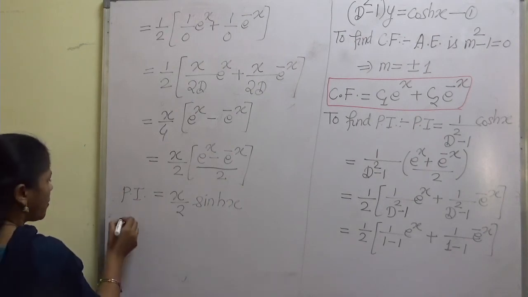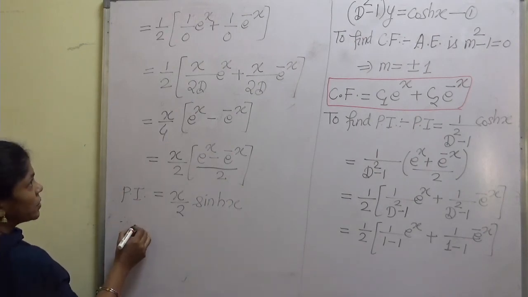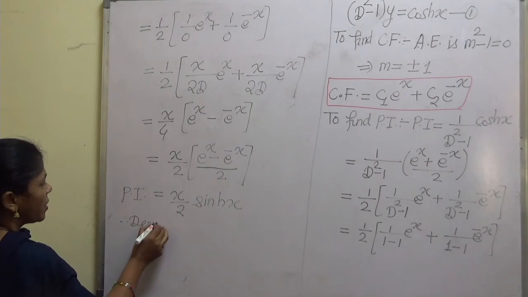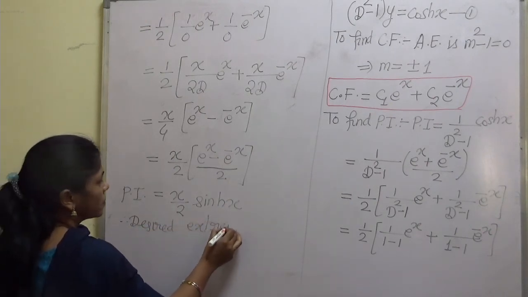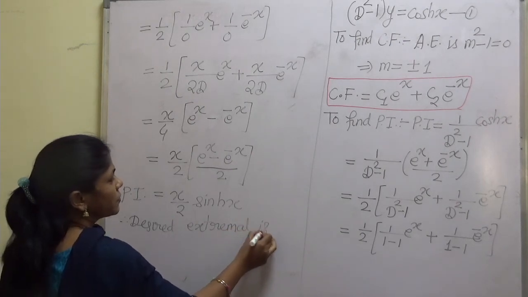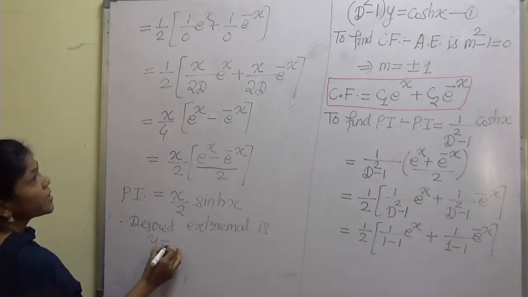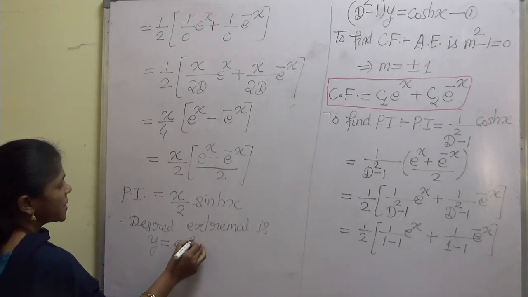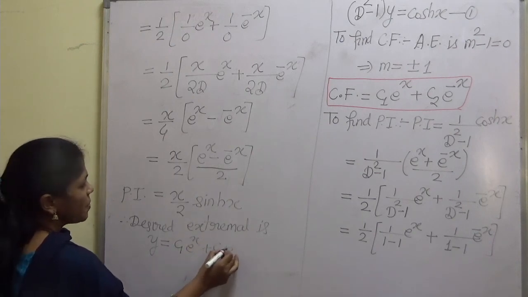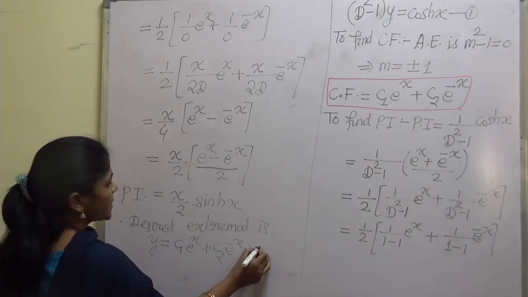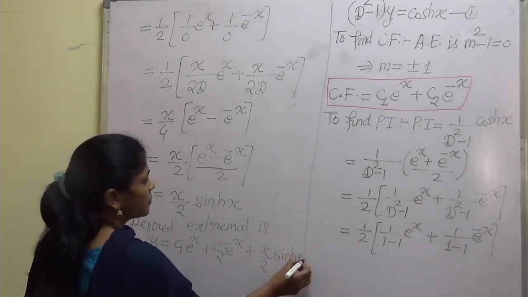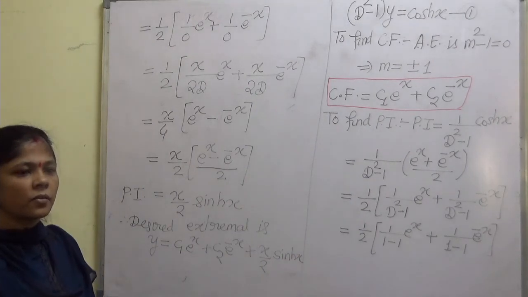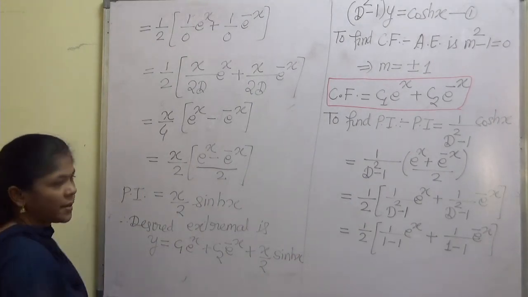Therefore the desired extremal is y is equal to c1 e raised to power x plus c2 e power minus x plus x by 2 times sin hx, right? So like this we got the desired solution.